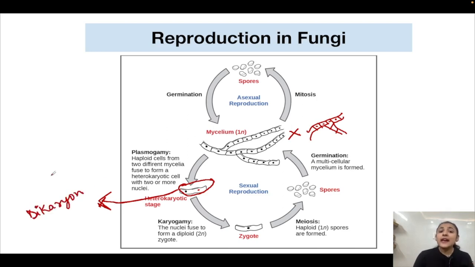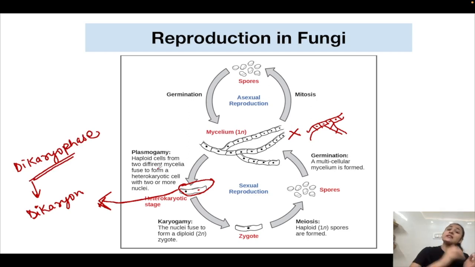Dikaryon is present in which phase? This phase is known as dikaryophase. It is seen in some fungi. In some fungi, the fusion occurs directly. Plasmogamy and karyogamy happen together. But in some other fungi, this dikaryon is seen briefly. And this phase where the dikaryon occurs is known as the dikaryophase.